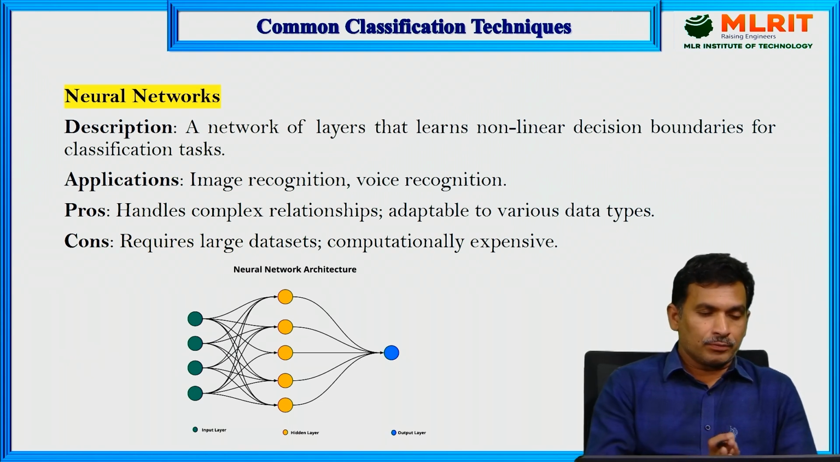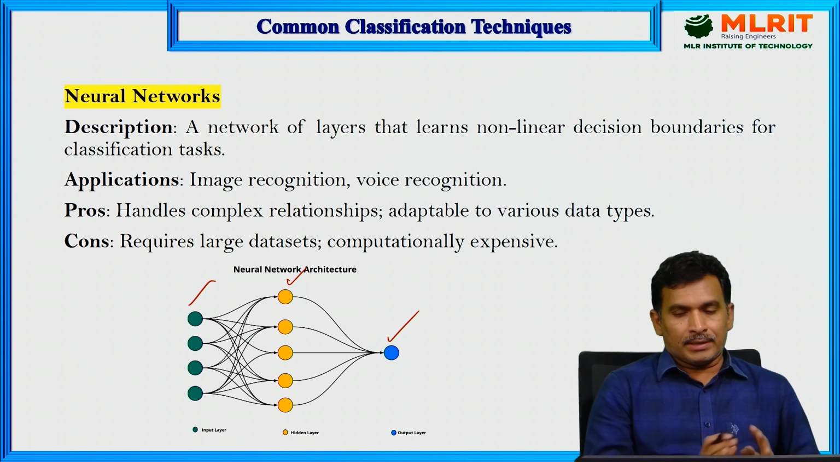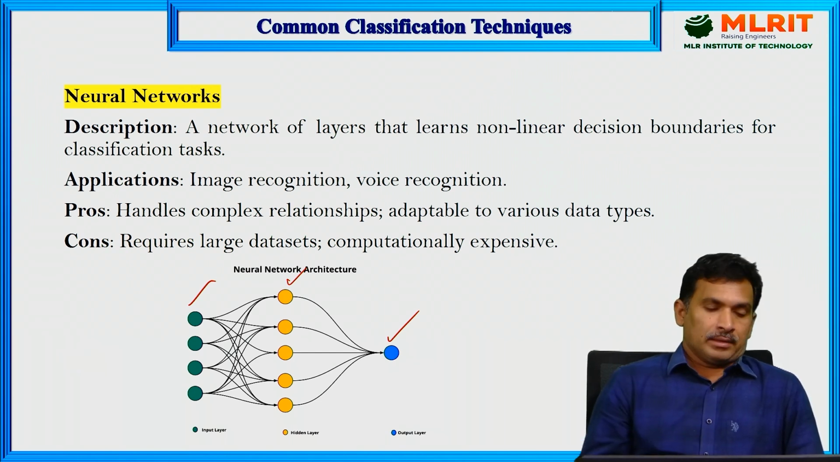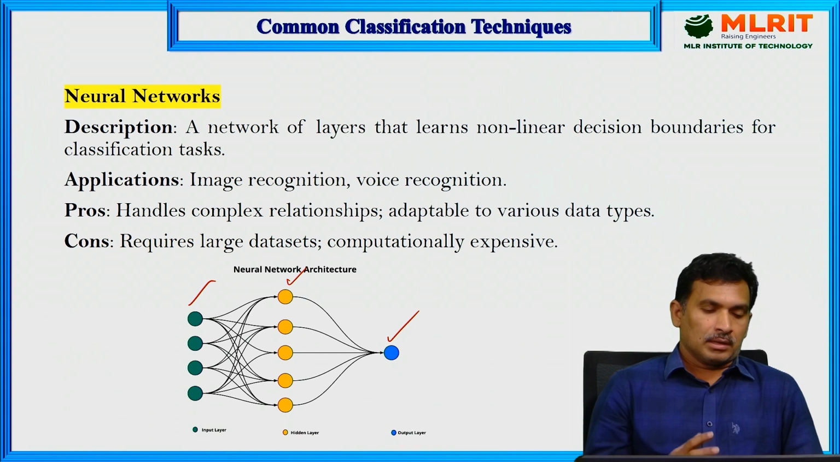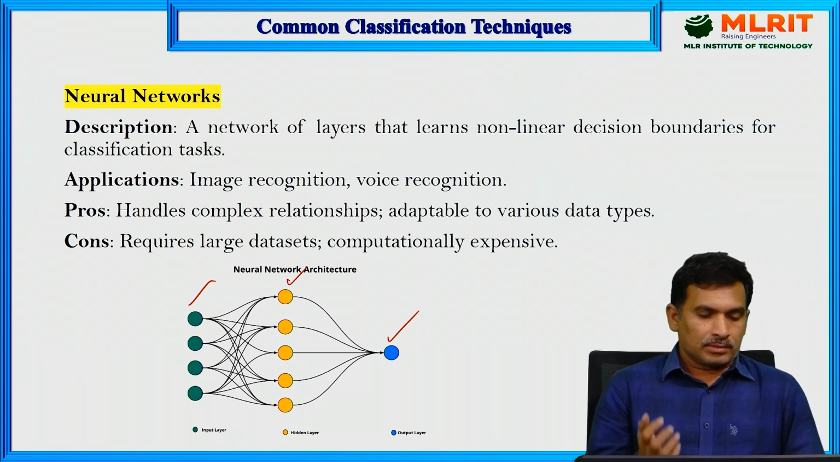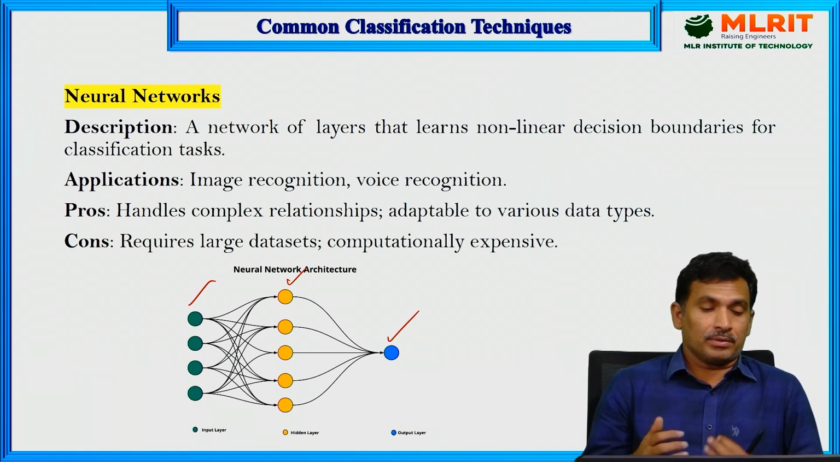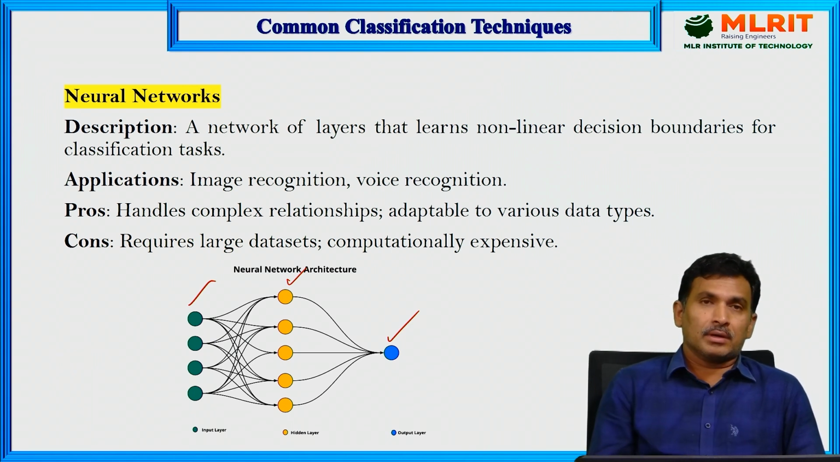Next, neural networks. It is mainly a network of layers, here the input layer, hidden layers and output layers. These non-linear decision boundaries are used to classify the tasks. Applications are mainly image recognition, voice recognition, etc. By using these neural networks, we understand the features in depth. Suppose you take image classification, like cat images, rat and dog images. It first identifies the very low level features, and then the next level, so that the classification accuracy would be more.